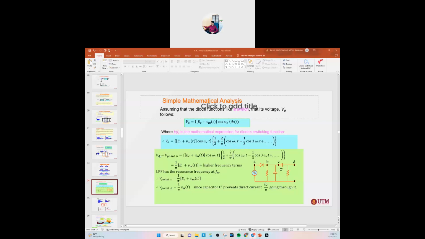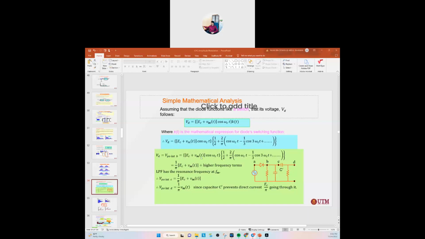So we have VD, which is actually V diode, where V is actually point B here. So you're going to have, from AC to DC, from alternating current to only direct current, one polarity.